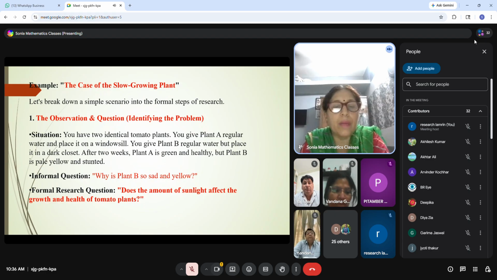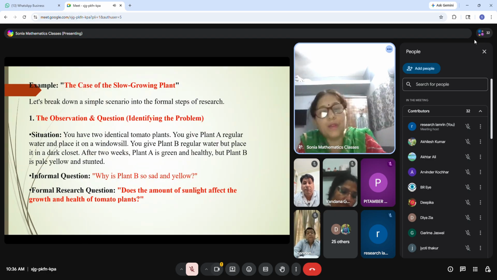Informal question: क्या हो गया? Why is plant B so sad and yellow? The formal research question is, does the amount of sunlight affect the growth and health of tomato plants? तो एक रिसर्च क्वेश्चन आ गया हमारे पास, ठीक है, कि सनलाइट का इफेक्ट होता है कि नहीं होता.